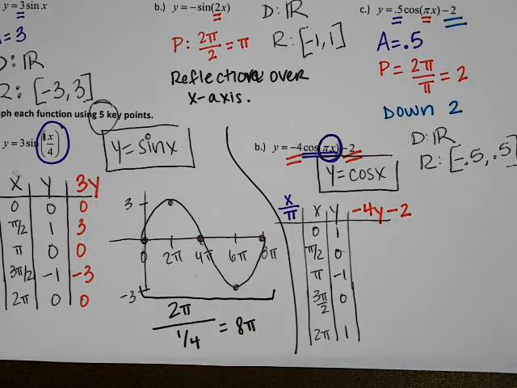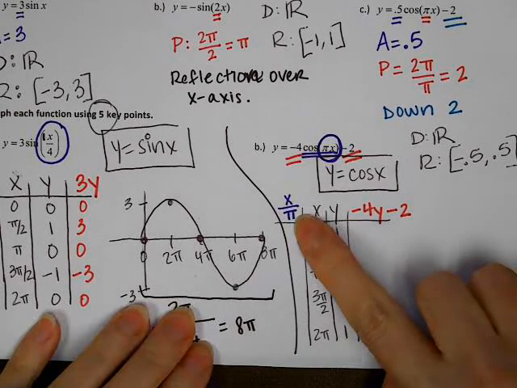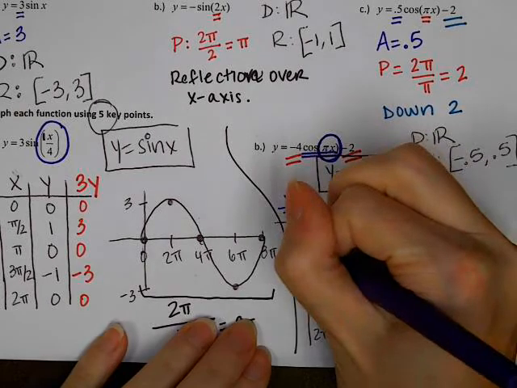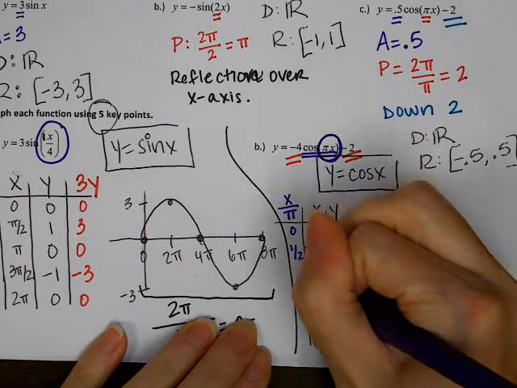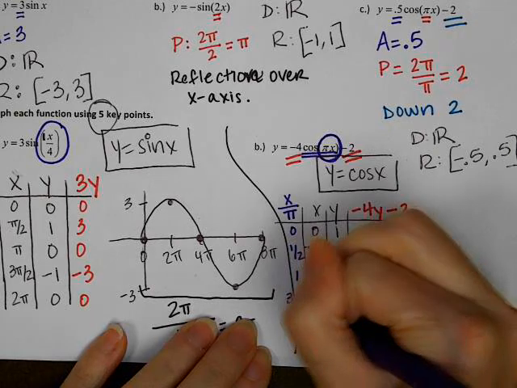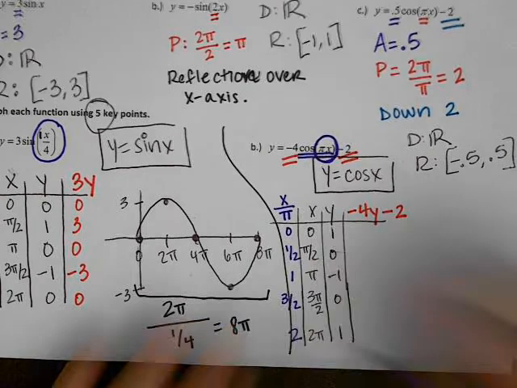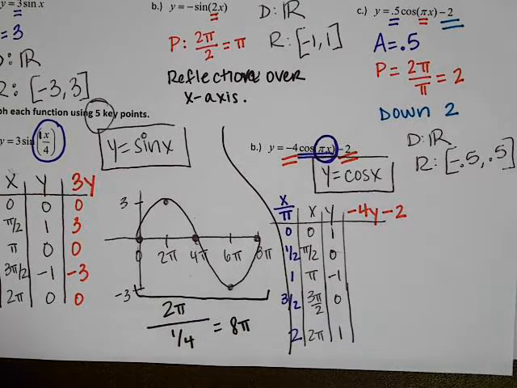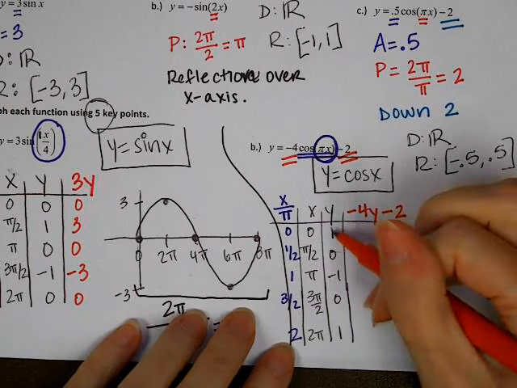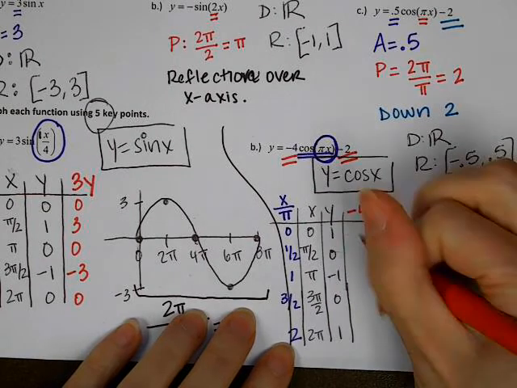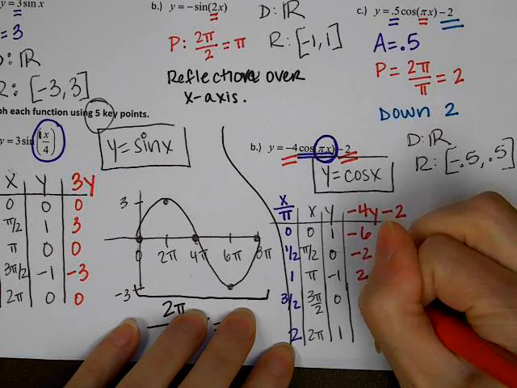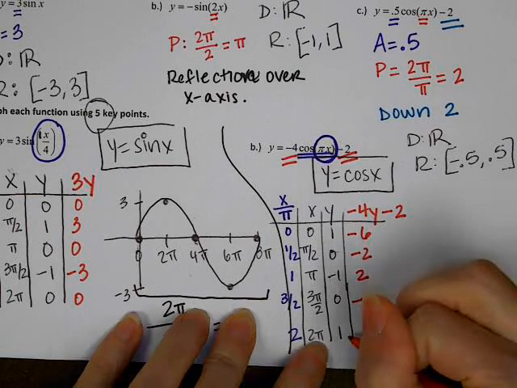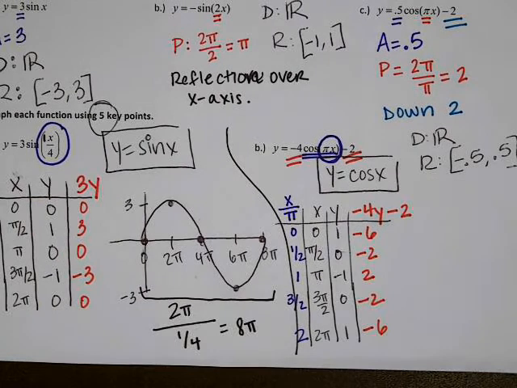Okay, so all of our x's need to get divided by pi. So 0, if you divide this by pi, it's just 0. Then pi over 2 divided by pi is 1/2. Pi divided by pi is 1. 3 pi over 2 divided by pi is 3/2. 2 pi divided by pi is 2. And then all these y's we're going to multiply by negative 4 minus 2. So this is negative 6, negative 2, 2, negative 2, negative 6.